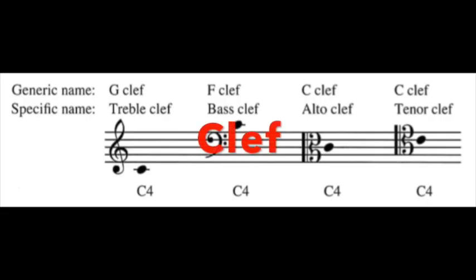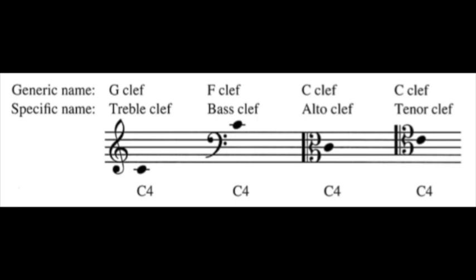A clef must appear at the beginning of the staff in order to indicate which pitches are to be associated with which lines and spaces. The 3 different clefs commonly used today are shown here, and the position of C4 in each is illustrated. Notice that the C clef appears in either of 2 positions.